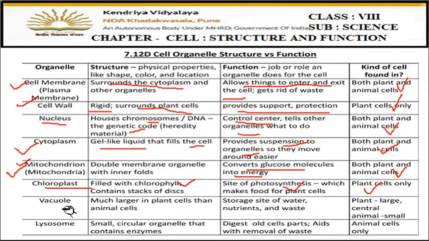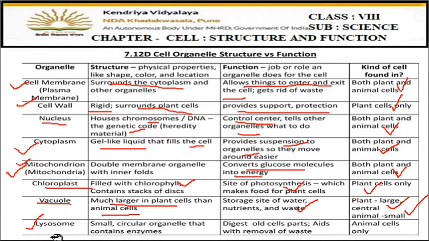Then vacuole. Vacuoles are present much larger in plant cells than in animal cells. Means in plant cells the size of the vacuole is much larger, but in animal cells the size of the vacuole is less. The function of the vacuole is to store water, nutrients, waste. Means it is a storage sac. And in plants it is large in size and one or two in number, but in animals they are many in number but very, very small in size.